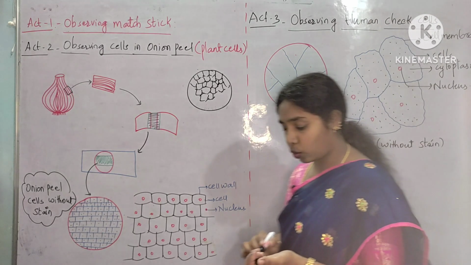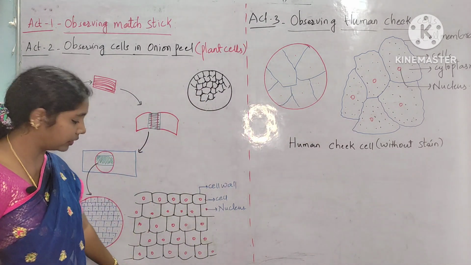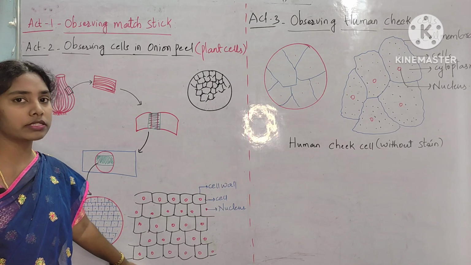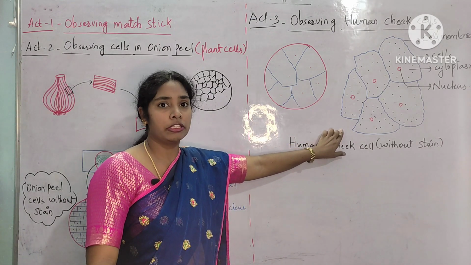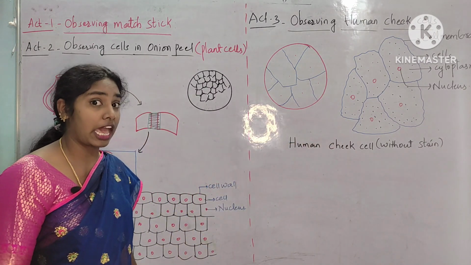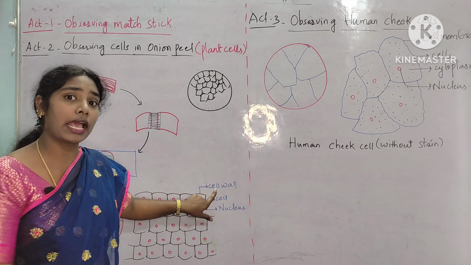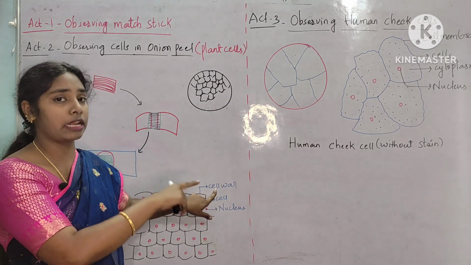Now let me ask you a question. What is the difference between this diagram and this diagram? If you observe clearly, this is a plant cell. Onion is a plant cell. Here it is an animal cell. A human being is an animal cell, right? So an animal cell and a plant cell have a difference. What is that? Here the plant cell has a cell wall as an outer layer. Beneath the cell wall we will find the cell membrane.